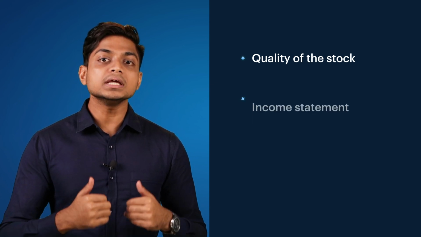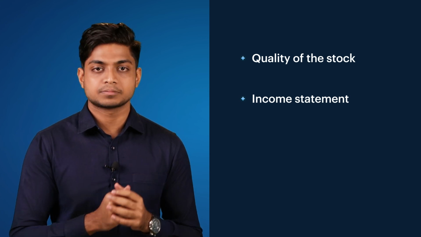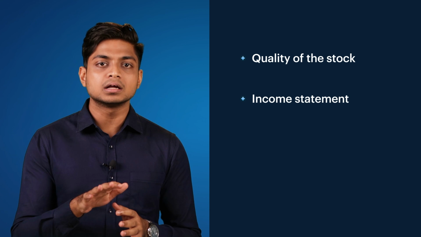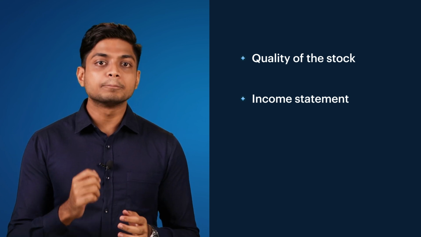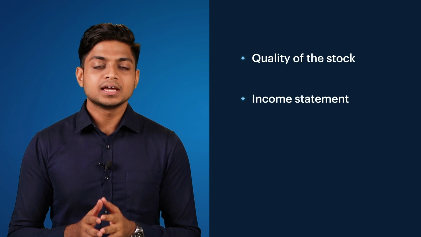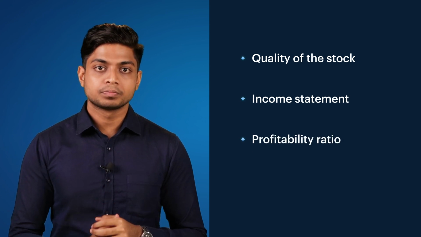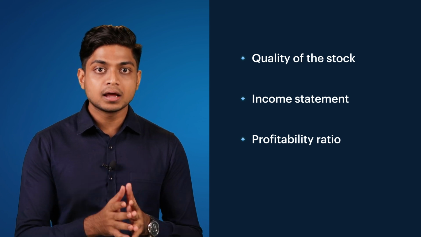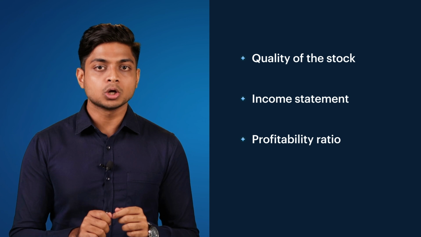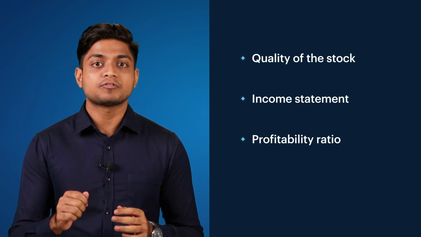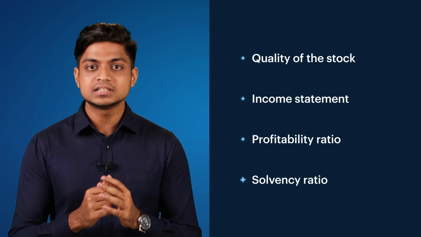Second, we move to the income statement and check its revenue growth in the past few years. 3 to 5 years can be considered a good time period to have a fair look. Third, after the company's top line, that is revenue, it's time to check the bottom line, that is the profitability ratios. Here, you can check ROI, ROCE, ROA, etc. Lastly, you want to ensure that the company you are choosing is financially stable and secure. Hence, you need to check the solvency ratio.